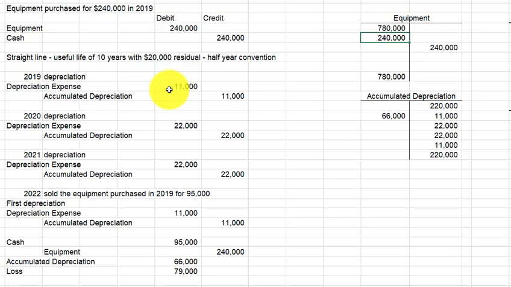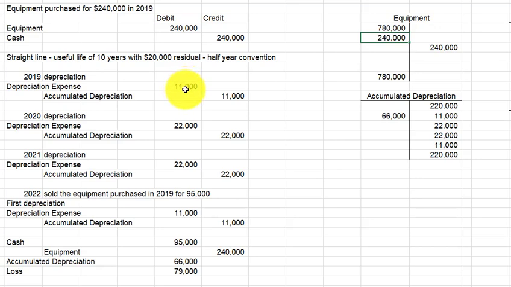We just assume a half year makes our life easier. We don't need to know if it was March or April or whatever. We just need to know it was sometime during 2019, so we're going to do a half a year. And the idea behind that is it's close enough, because we're estimating anyway, to get what we need in terms of correct information on our financial statements.